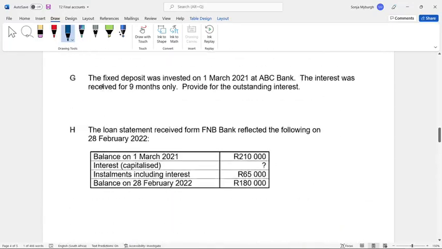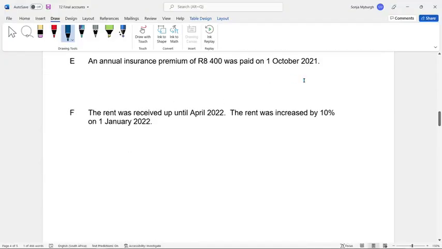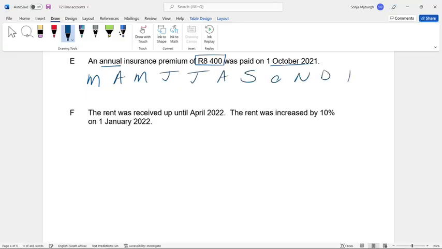Adjustment number E, the annual insurance premium. Annual means for a year, was 8,400, and it was paid on the 1st of October 2021. Our year starts the 1st of March. April, May, June, July, August, September, October, November, December, January, February. We've paid this on the 1st of October for a year.